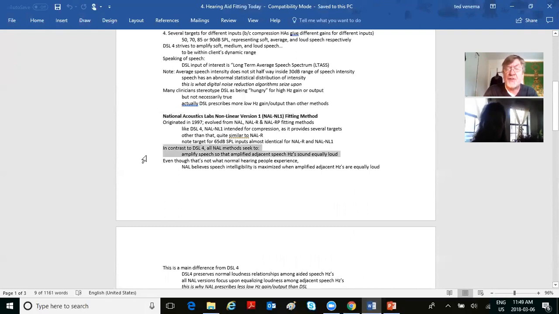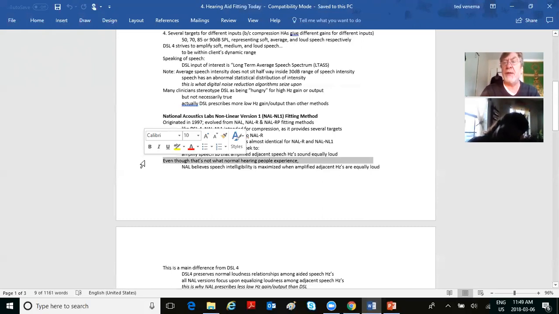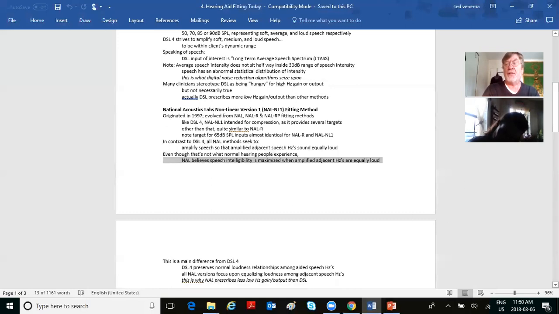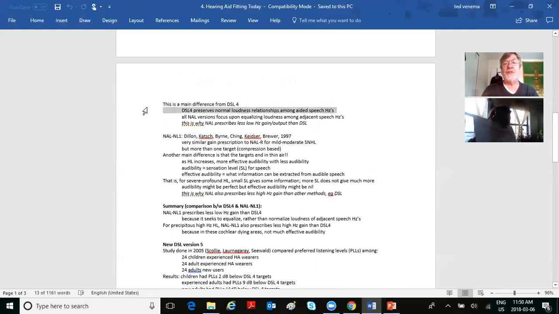I would put a star by this. This is the thing that makes NAL itself. This is their core philosophy. All NAL methods have this at their basis. They're not trying to preserve the loudness relationships among adjacent speech frequencies. Even though, at the bottom of page 1, normal hearing people experience lows and vowels as louder, NAL says, who cares? The speech intelligibility, as I'm highlighting here, they said, is maximized when amplified adjacent speech frequencies are equally loud. And at the top of page 2, this is a main difference from DSL-4. So that's the thing you need to remember.